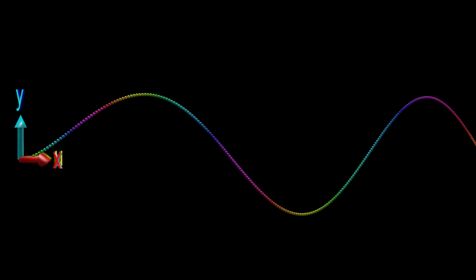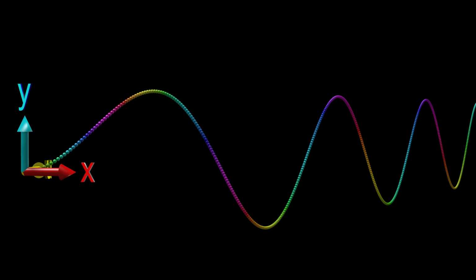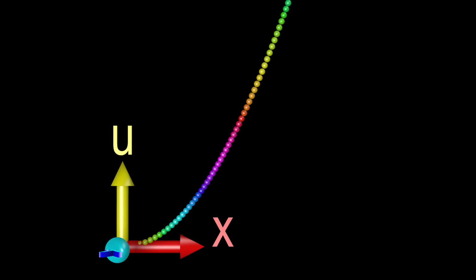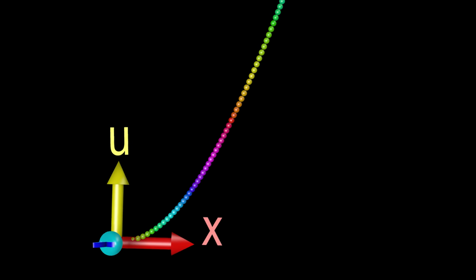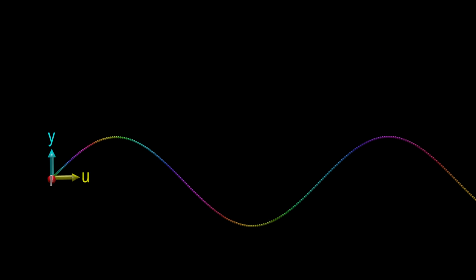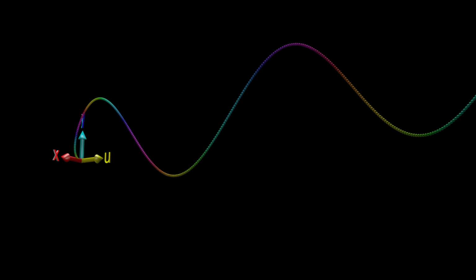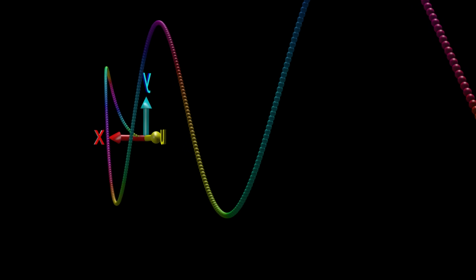Suppose we have y as a function of x. We can simplify this by creating a new variable, u, which is a function of x, and then expressing y as a function of u. Let's return to viewing y as a function of x.